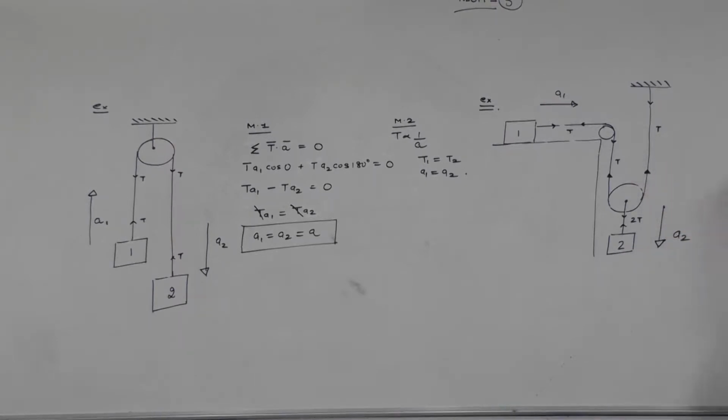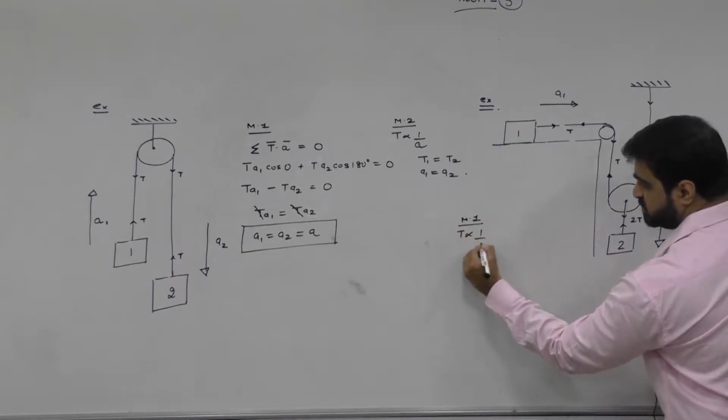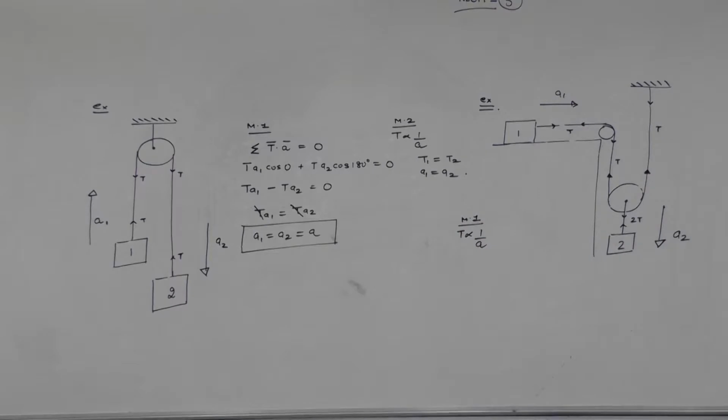Okay, method 1 says T is inverse to acceleration. If the tension of him is double, then his acceleration will become half. So if this one's acceleration you are taking as A, then his acceleration will be how much? A by 2. Did you understand?